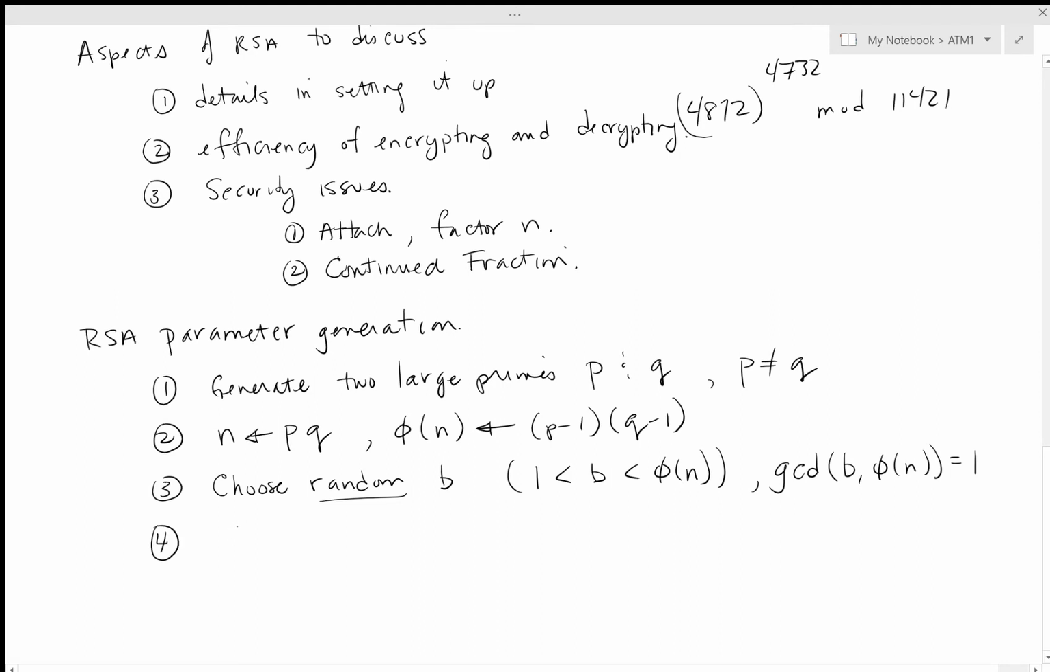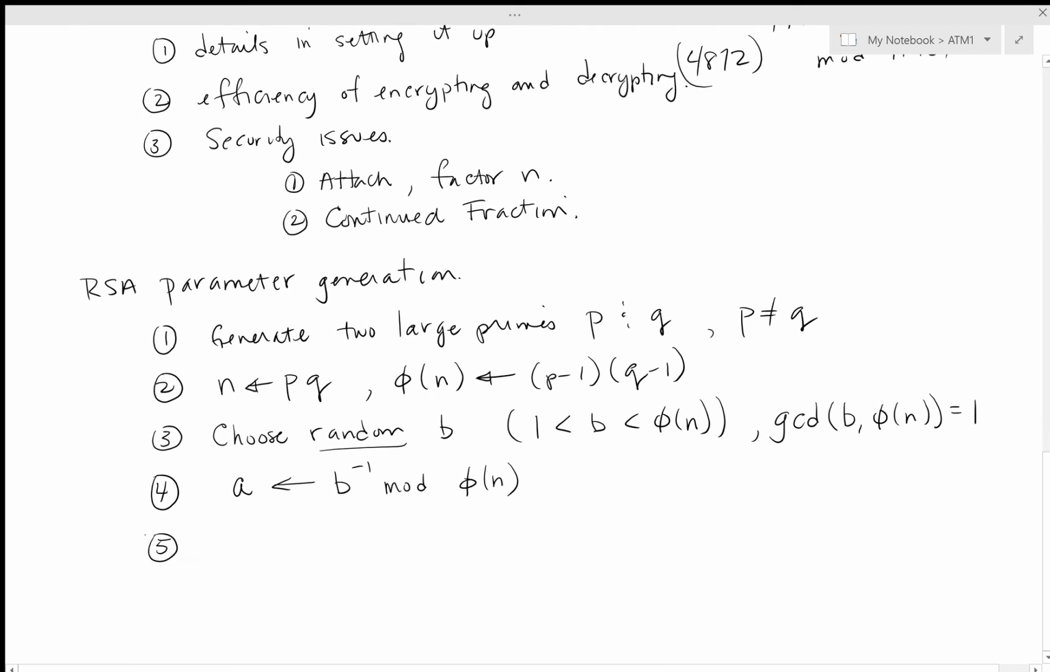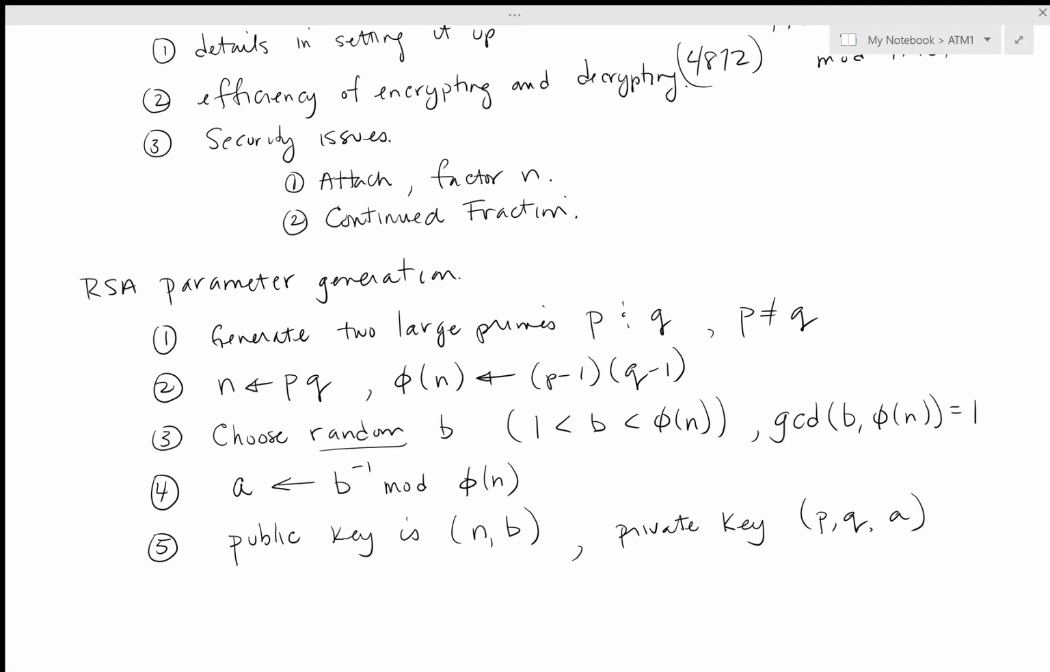Then step 4, compute a as the inverse of b mod phi of n. And then you're done. You are ready to publicize your public key, which is going to be n and b, and then you have a private key, which you don't tell anybody, and that private key is p, q, and a. So the key is in two pieces, one of which is published and one of which is not.